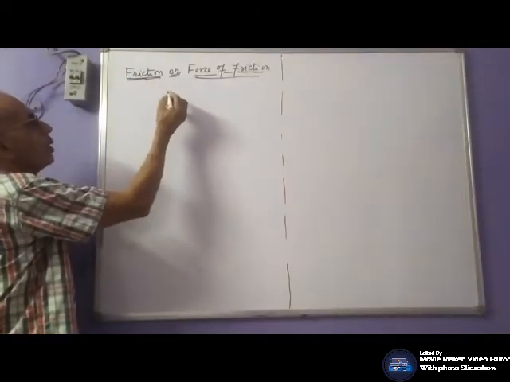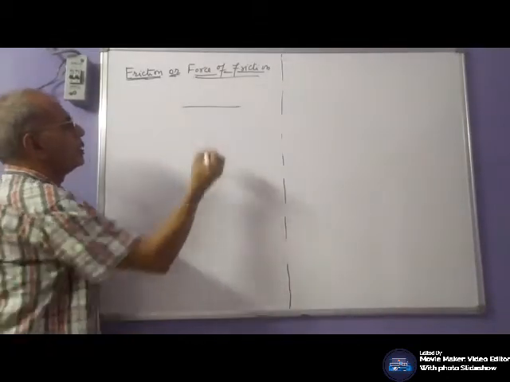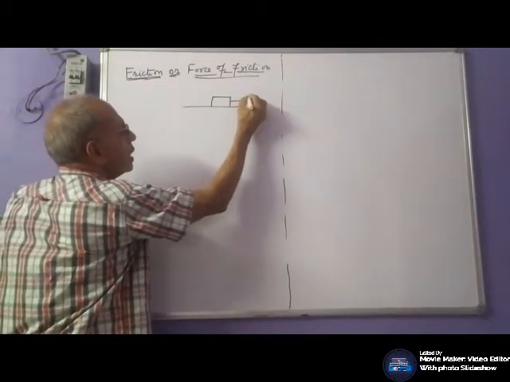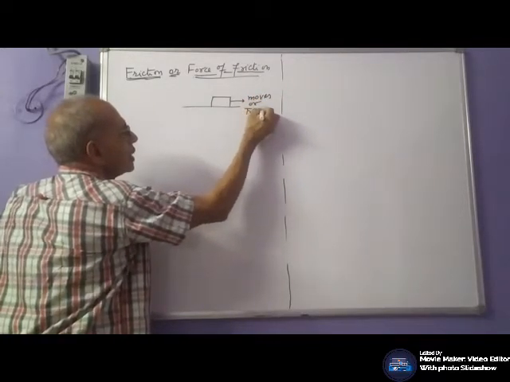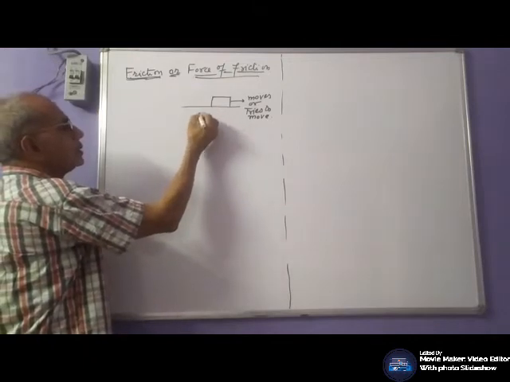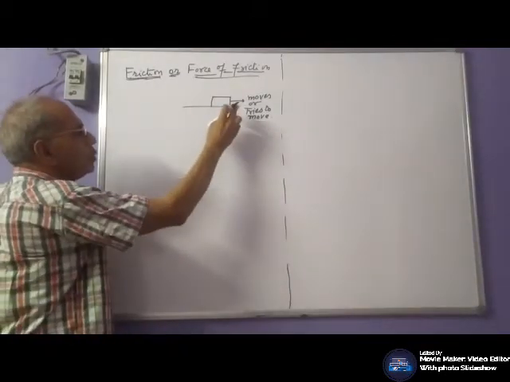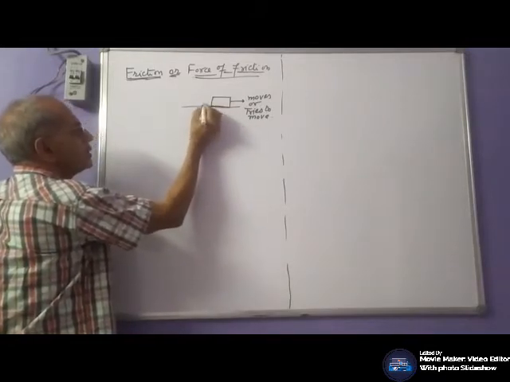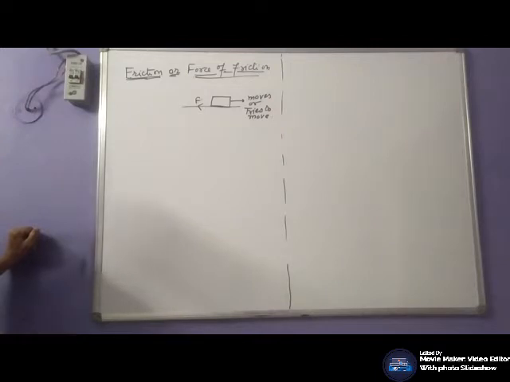Friction, or force of friction. This is a body. This is another body. This body either moves or tries to move. This is a body, this is another body on this body. When this body moves or is about to move, then there is a force between two surfaces in contact in this direction. This force is called friction, simply friction or force of friction.